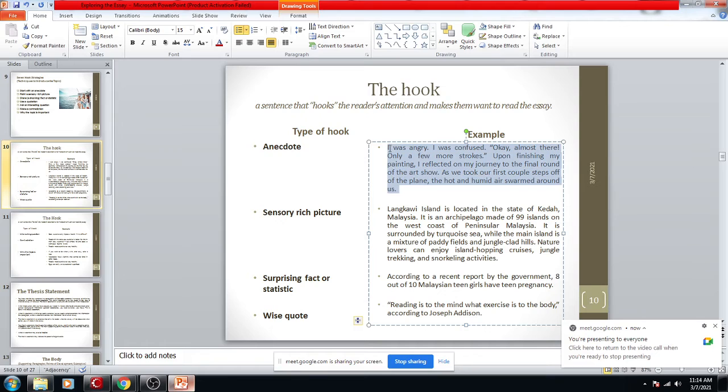Read, Zach, the example of an anecdote. Alright. I was angry. I was confused. Okay, almost there. Only a few more strokes. Upon finishing my painting, I reflected on my journey to the final round of the art show. As we took our first couple steps off the plane, the hot and humid air swarmed around us.